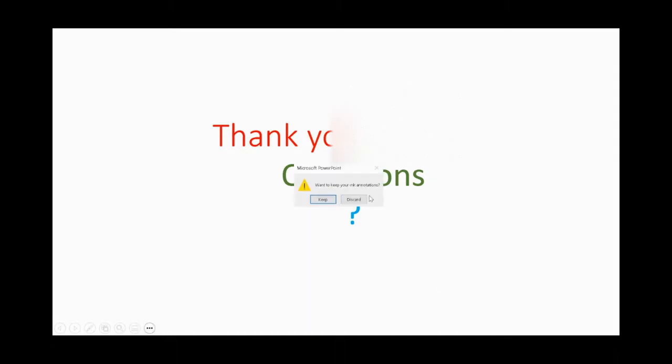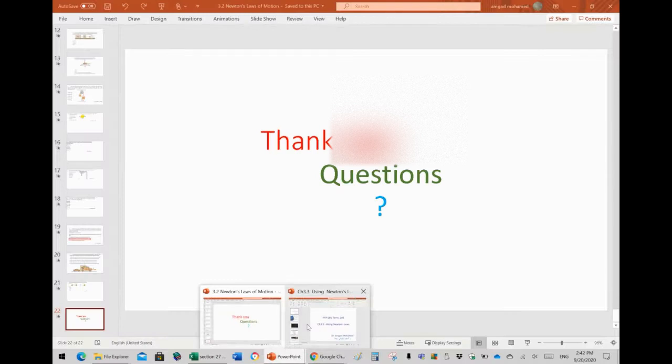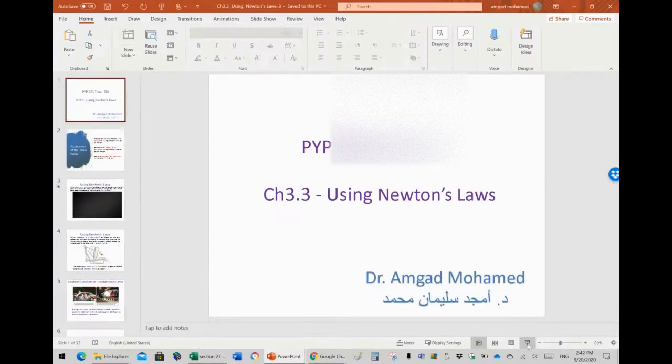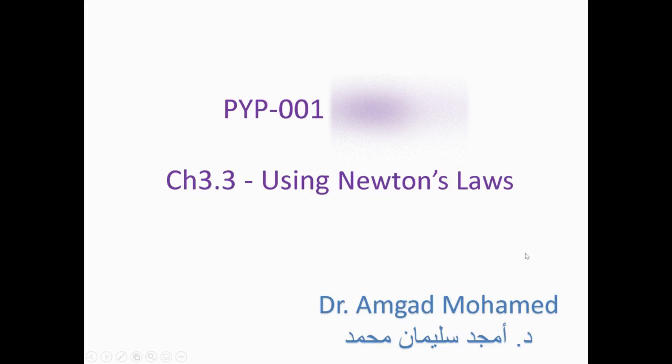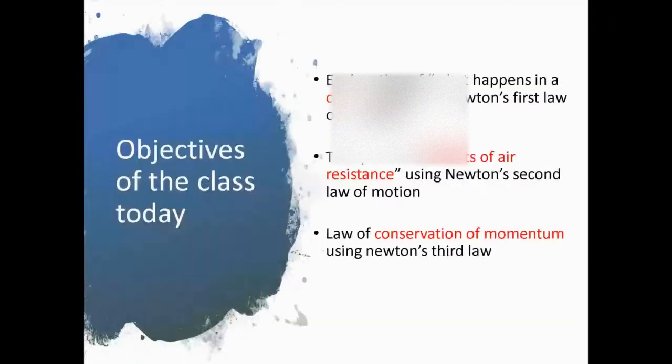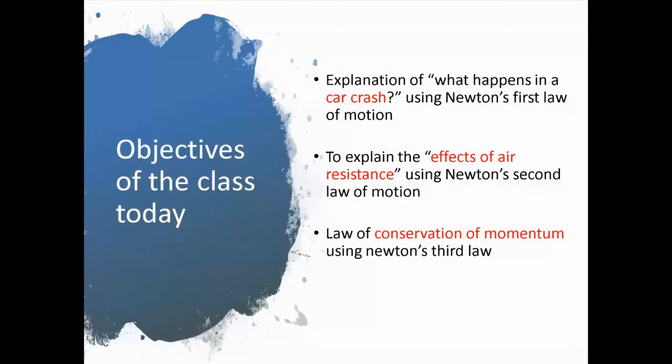Some applications for Newton's laws. These applications are car crash and its relation to Newton's first law, which we call the inertia, القصور الذاتي. So what's the relation between the car crash and the inertia, or Newton's first law? Then the effect of the air resistance and its relation to Newton's second law.